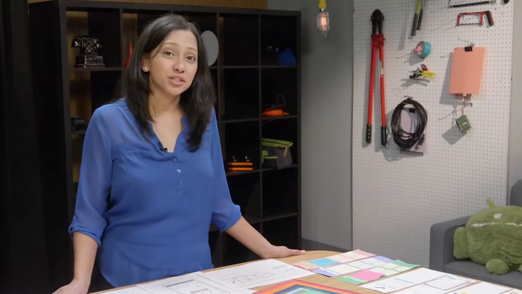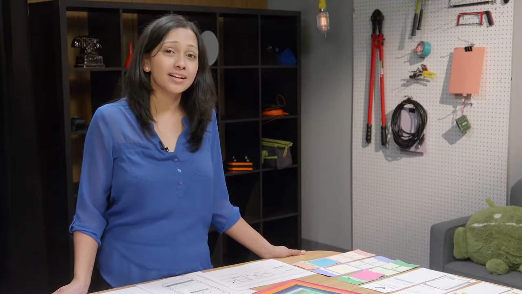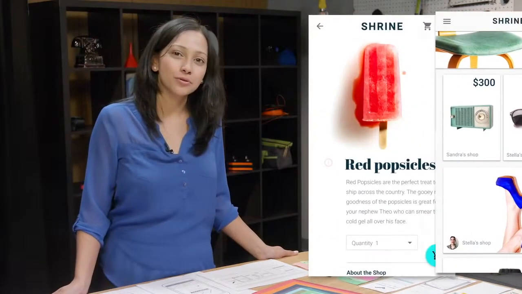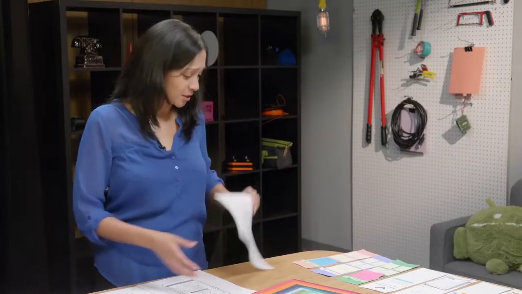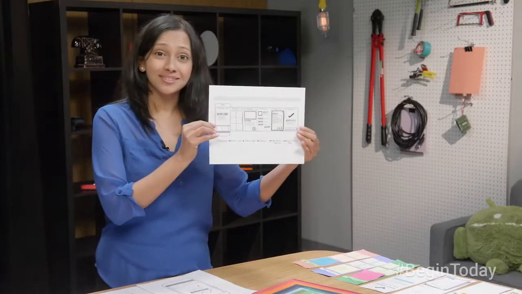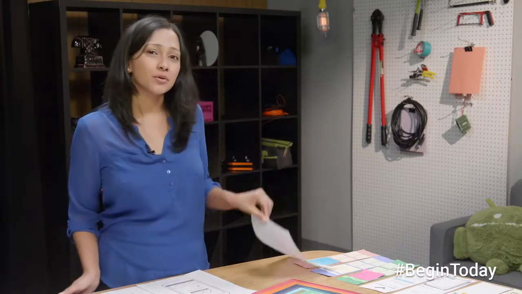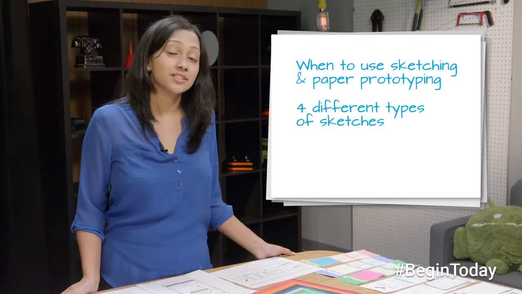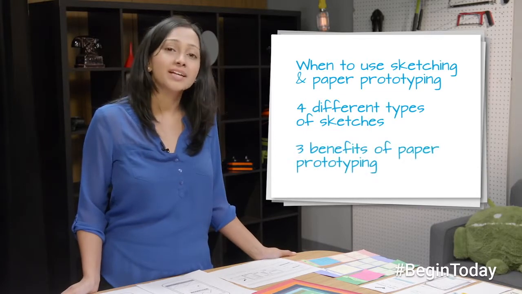I often work in digital prototyping and graphic design tools to create high-fidelity mocks like these. But even at a high-tech company like Google, we generally start the design process with something that looks a lot more like this. By the end of the video, you should feel confident knowing when to use sketching and paper prototyping, 4 types of sketches we commonly use at Google, and 3 primary benefits of paper prototyping.